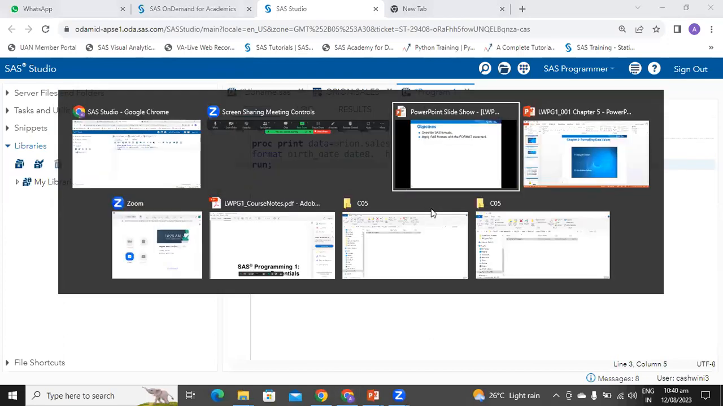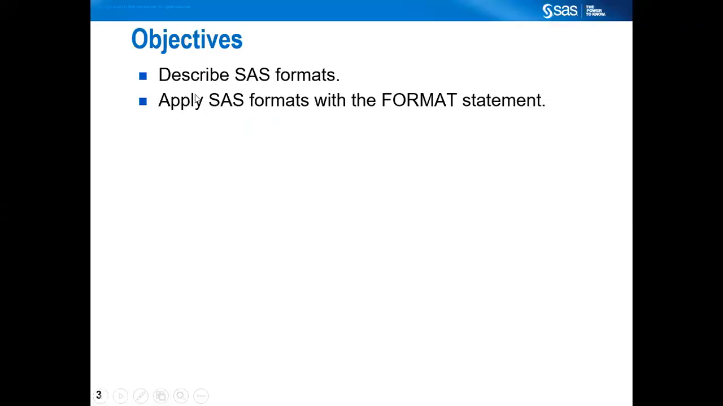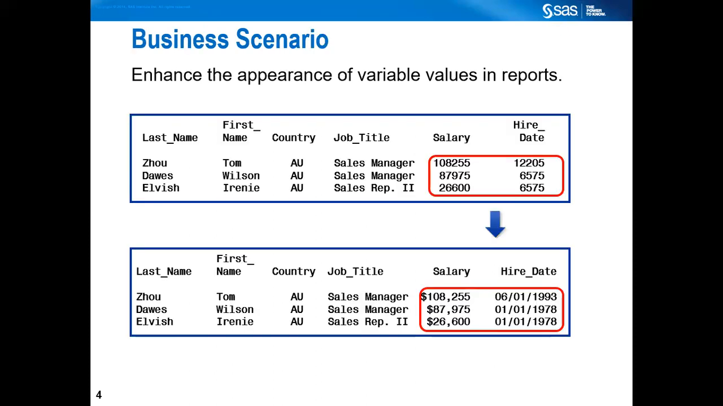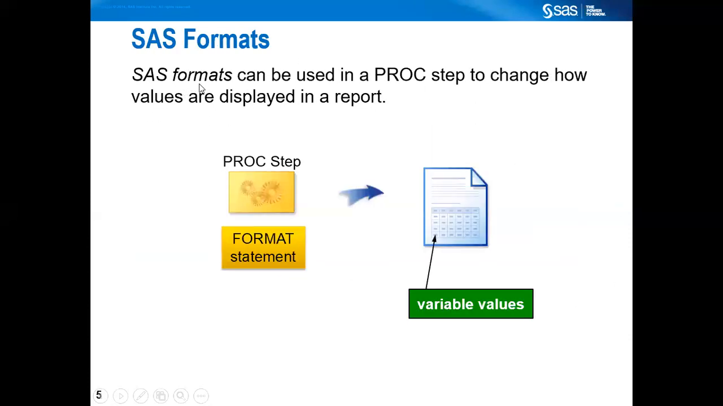Fine. So let's see the slides. The objective is defining SAS formats, and we'll see how to apply existing SAS formats with the format statement. So it's the same example. Now here they are also displaying salary. Salary should be an enhanced value because it's a currency. You can see there is a dollar sign and a comma after every 1,000 places, and your date of hire is in the form of MMDDYY. So that's what the definition is.